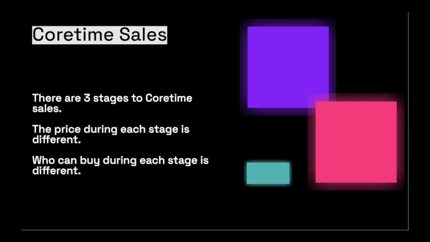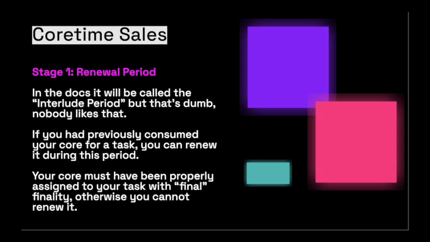So, Coretime sales. There are 3 stages to Coretime sales. The price during each stage is different, and who you can buy during each stage is sort of different, I guess. So stage 1 is the renewal period. Sometimes you see it called the interlude period, but I think renewal period is much easier to understand. If you've previously consumed a core for a task, you can renew it during this period, if you assigned it with final finality. Otherwise you cannot renew it. You need to do it with final finality.